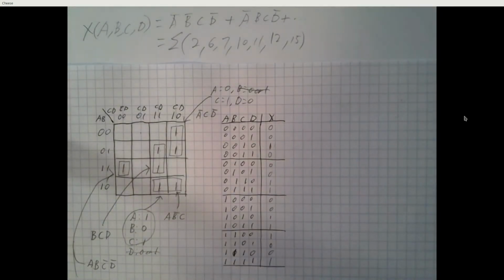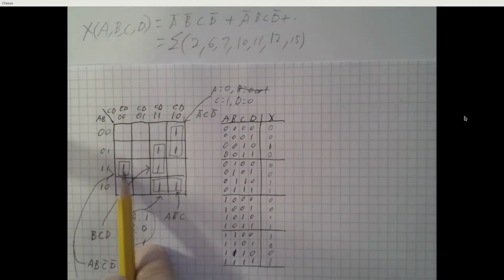Well, if you think back to talking about minterms, this is the minterm corresponding to one of the rows in our truth table. Actually it corresponds to the row where A and B are 1 and C and D are 0. That's this row right here. So what we've written here is just the minterm for this one.